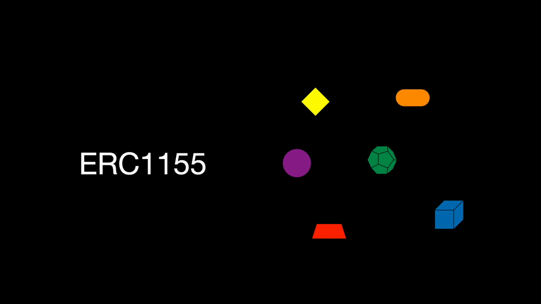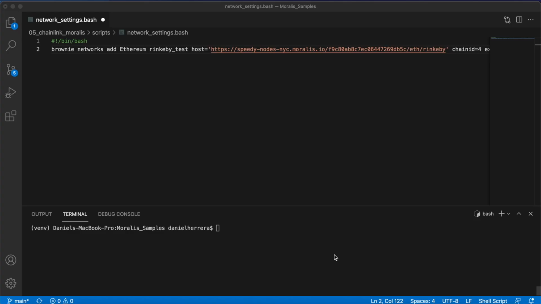Let's get to it. The code for this project is in the GitHub repository that you can find in the description of the video. As a first step, we have to add our Rinkeby testnet to our Brownie environment. To do that, you will copy this command here, brownie networks add Ethereum, which is the classification of the networks that we're adding, Rinkeby test, host, which is the link that you are going to get from Moralis.